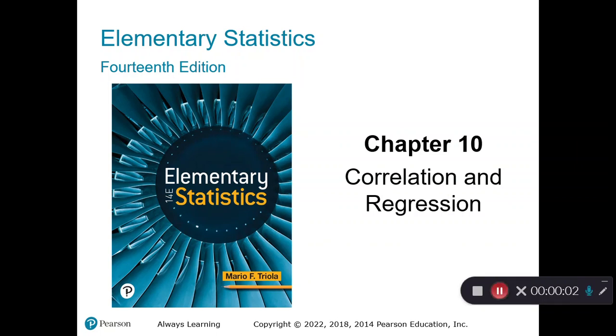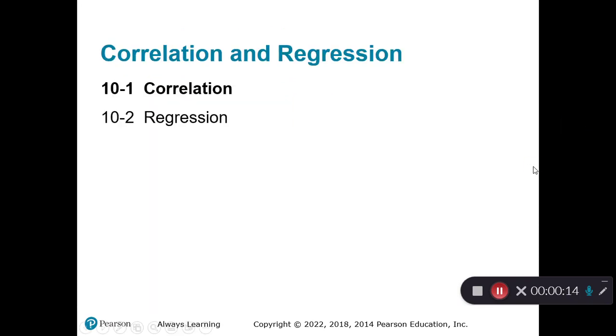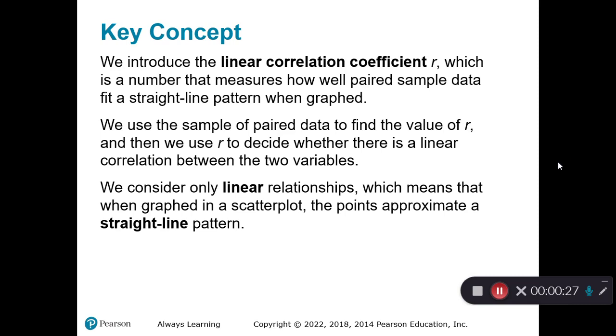In this second unit of our class, we talked about descriptive statistics in Chapter 3, and we're going to talk about relationships between two numerical variables here a little bit in Chapter 10, talking about correlation and regression. Although Chapter 10 in our textbook has 5 sections, we're only going to cover the first 2, Section 10.1 on correlation and Section 10.2 on regression.